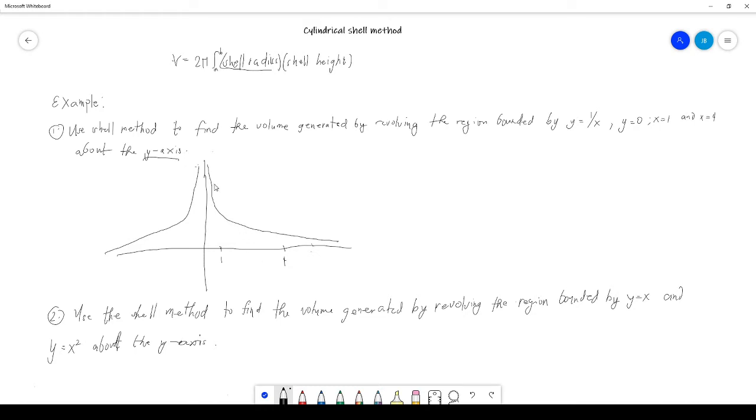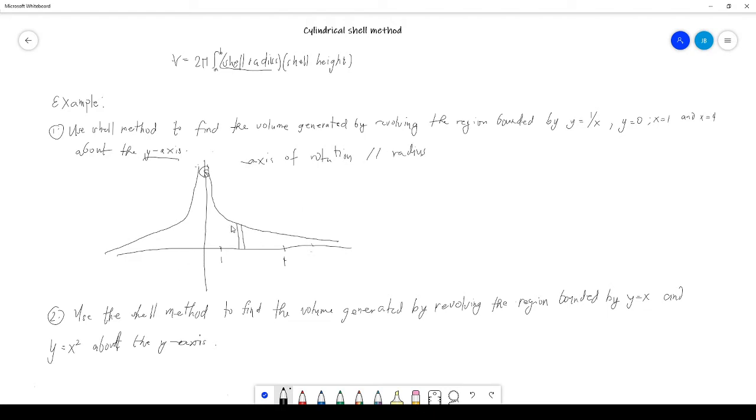Okay, so this is the axis of rotation, that's the y-axis. And then we're going to create a strip. Creating a strip will look like this. So we are going to have a vertical strip, because our axis of rotation is the y-axis. So the axis of rotation is parallel to the radius.